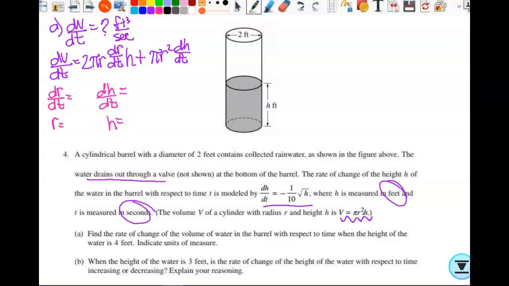So it says, find the rate of change of the volume of the water in the barrel with respect to time when the height of the water is 4 feet. So they're telling me h is 4 feet. And dH/dt, do I know that? That's right here, right? And we know that h is 4. What's the square root of 4? 2, so it's this negative 1/10 times the square root of 4. So this is going to be 2 over 10, which is a negative 1/5. And then that's dH/dt, that is feet per second.